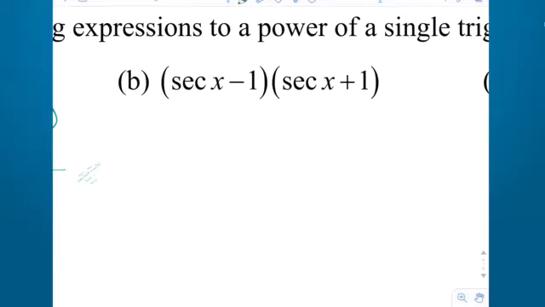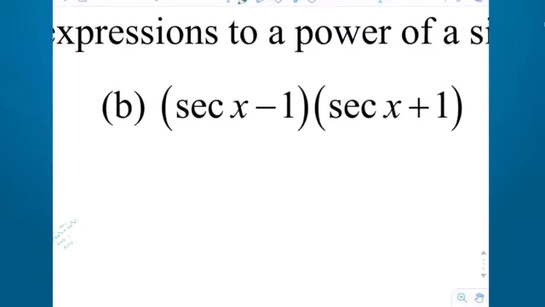Oh, right. You can relate secant squared to tangent squared, but they do have to be squared. So you can't. But yeah, if it were secant squared minus 1, you could certainly call that tangent squared. Very good. But it only works if they're squared. Can you just square it?